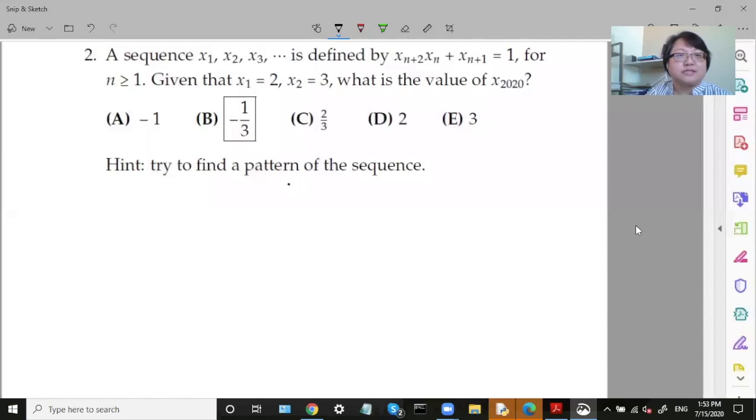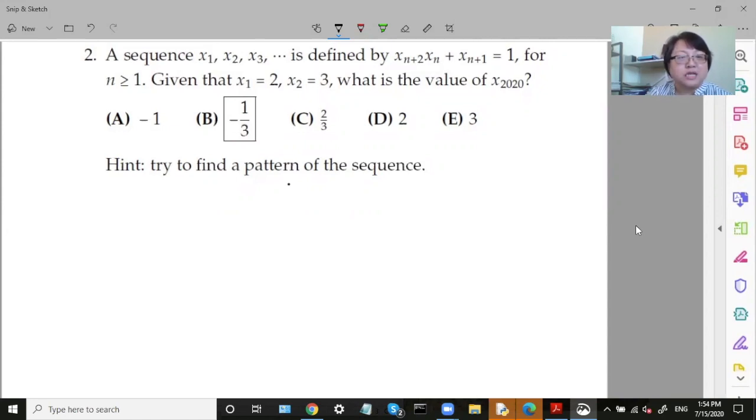Problem 2. A sequence x1, x2, x3 and so on is defined by x(n+2) times (x(n) plus x(n+1)) equals 1, for n greater than or equal to 1. Given that x1 equals 2 and x2 equals 3, what is the value of x2020?